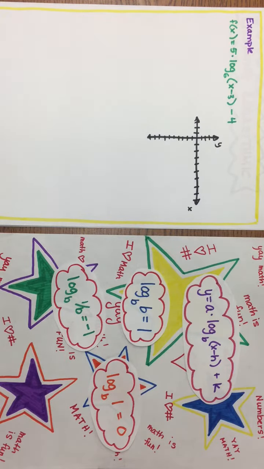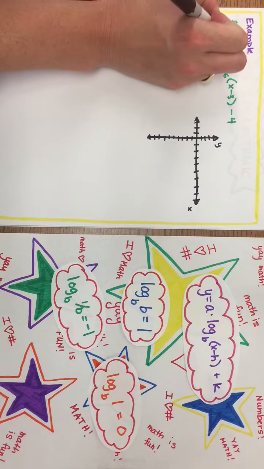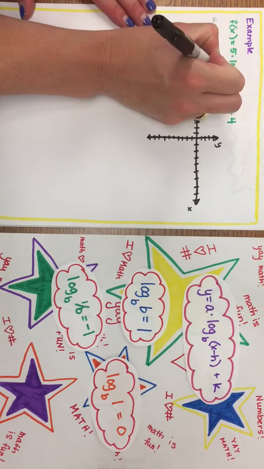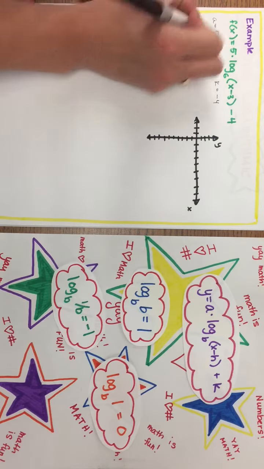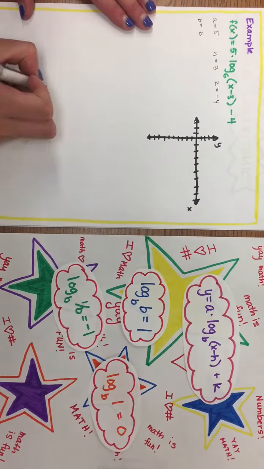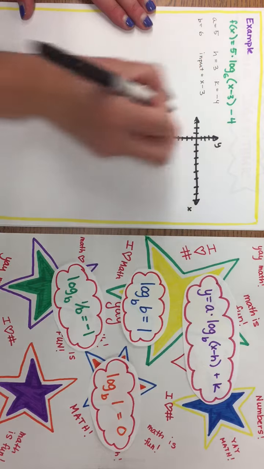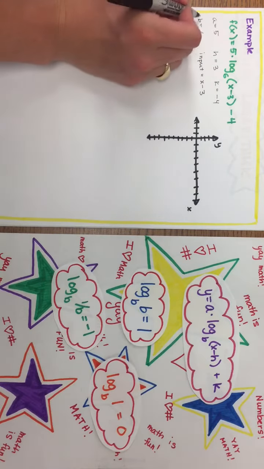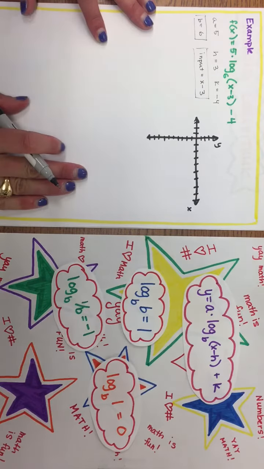The example that we're going to graph here is going to be f of x is equal to 5 times log base 6 of x minus 3, minus 4. So I want to look at a few things here. My a value is 5, my h value is 3, my k value is negative 4. The base of this logarithmic function is 6, and the input for my logarithmic function is x minus 3. It's really important that we identify these two things here because we're going to use them a lot.